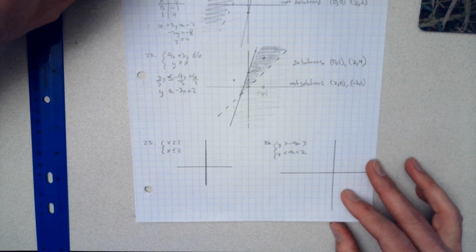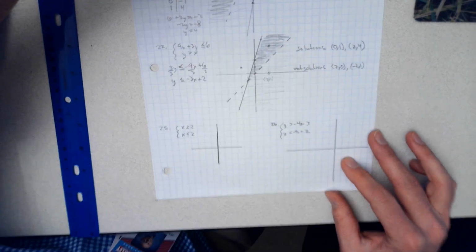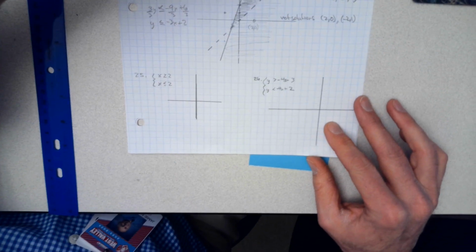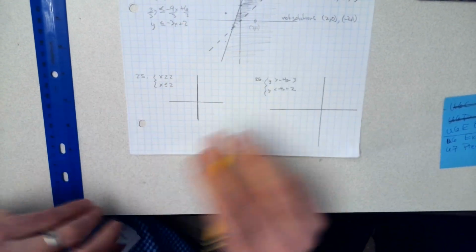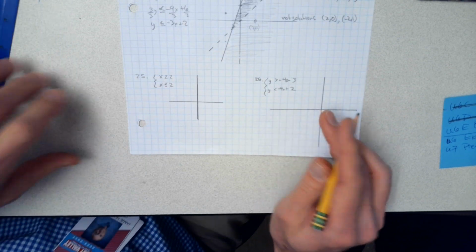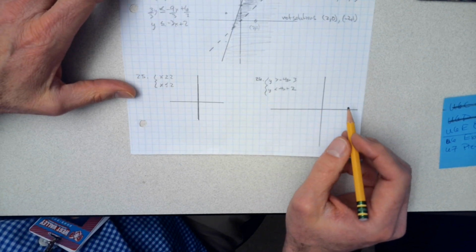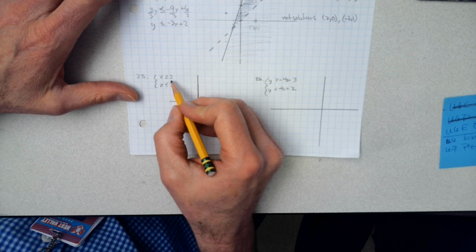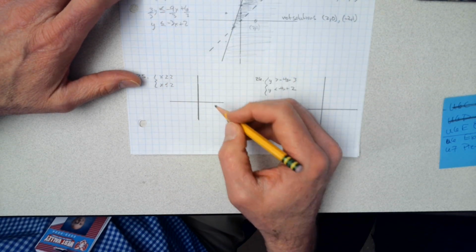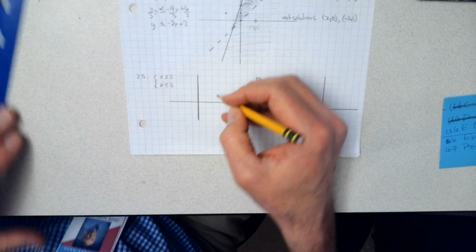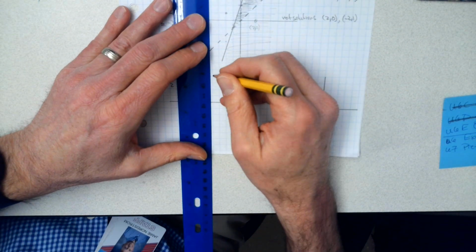All right, for the second part of the video, I've set up the problems already, so I don't have to spend time setting those up, and we can just show how they're done. First one: x is greater than 2 and x is less than or equal to 2. Equations that only have an x in them make vertical lines, and so we have a vertical line here at 2.